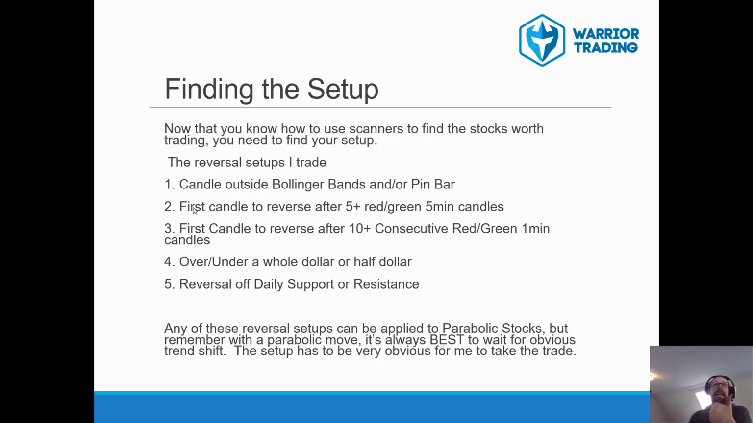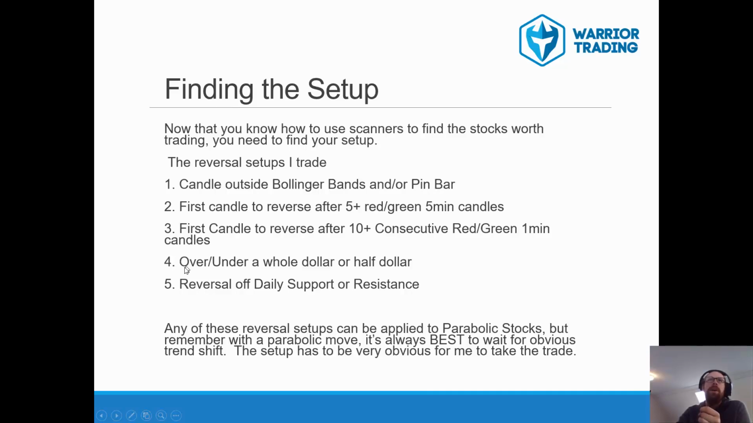Number 1 is a candle outside the Bollinger Bands and or a pin bar. Number 2 is the first candle to reverse after 5+ red or green candles on the 5-minute chart. Number 3, the first candle to reverse after 10+ consecutive red or green candles on the 1-minute. Now, this is important. If I'm going to trade a 1-minute chart, I need more confirmation because 1 minute is a little riskier. So I need to see more consecutive candles. And I'll explain what a pin bar is in just a moment.